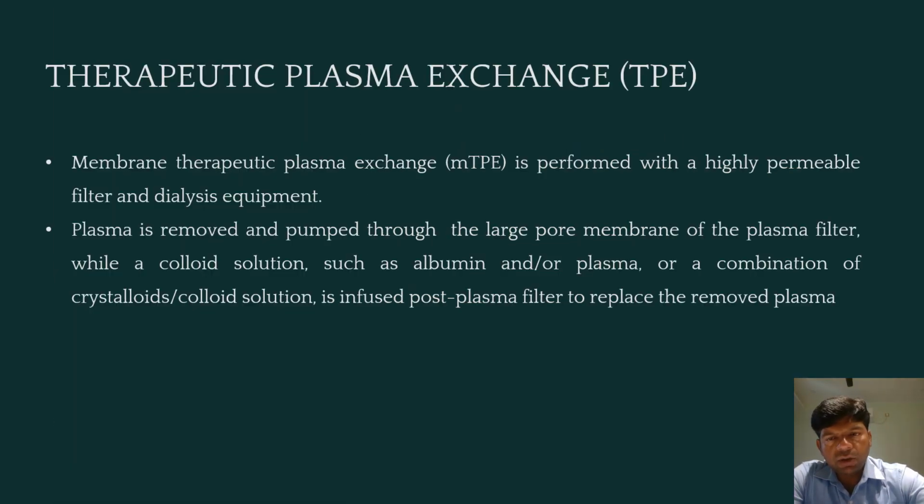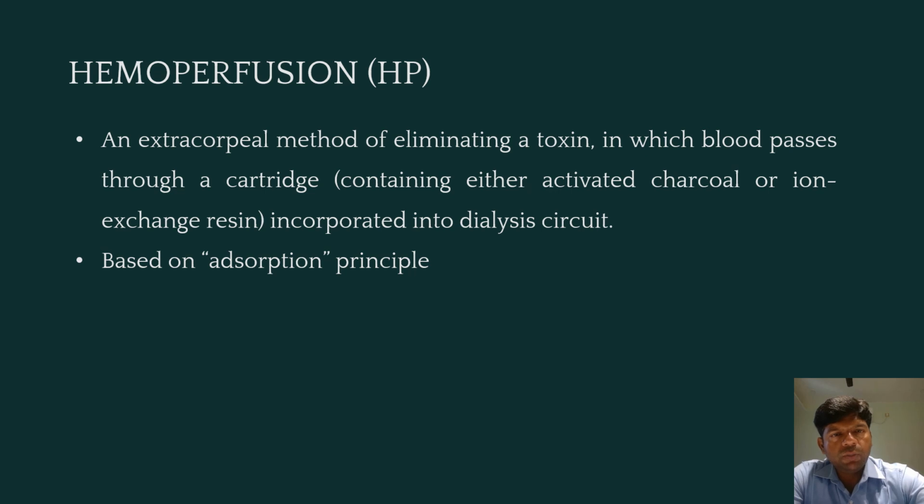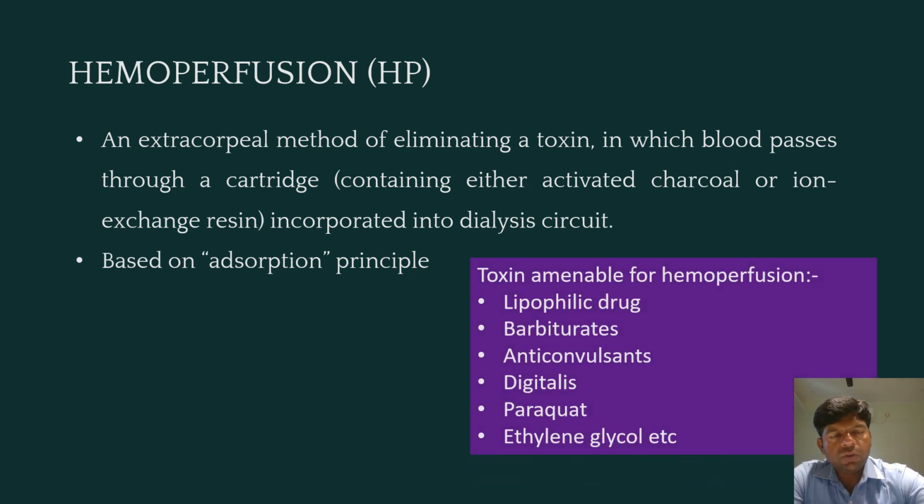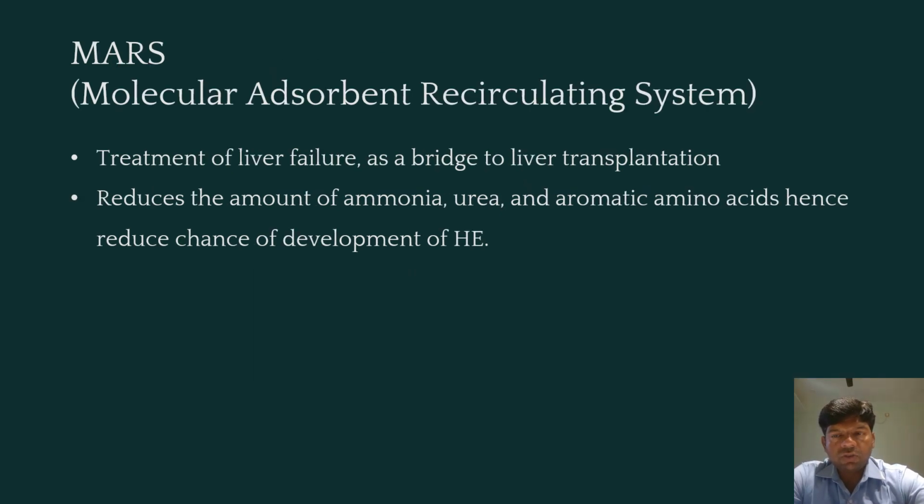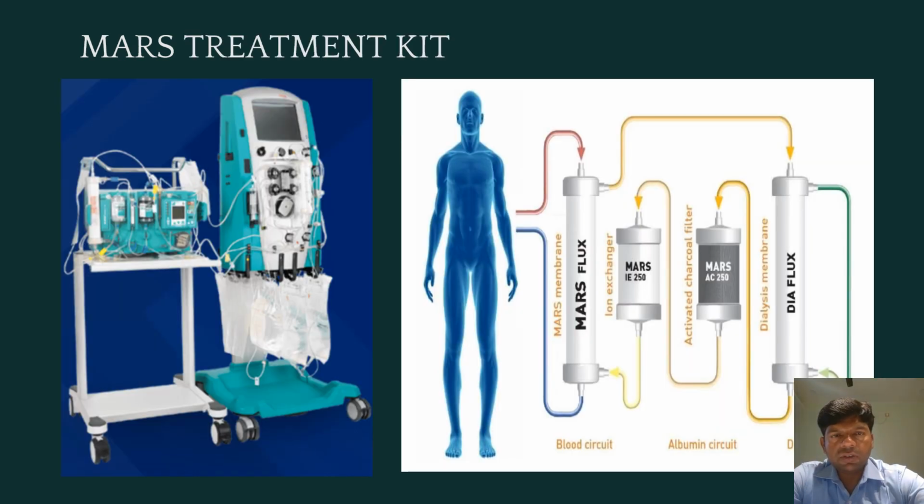Therapeutic plasma exchange we can do. Hemoperfusion also we can do on the basis of the adsorption principle, and these are the toxins amenable to hemoperfusion like lipophilic drugs, barbiturates, anticonvulsants, paraquat as well. MARS will be helpful as a bridging therapy in the treatment of liver failure, as a bridge to liver transplantation. This is the MARS treatment kit along with the CRRT machine.